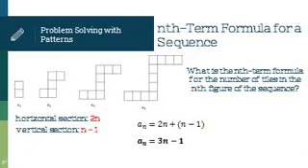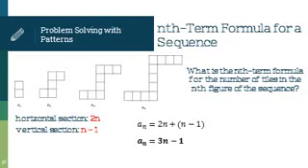Therefore, ang magiging formula natin is a sub n is equal to 3n minus 1. Kasi, ipapag-add natin yung 2n na nasa horizontal section at saka yung n minus 1 na nasa vertical section. Combine like terms, that is 2n plus n will be 3n, then minus 1.